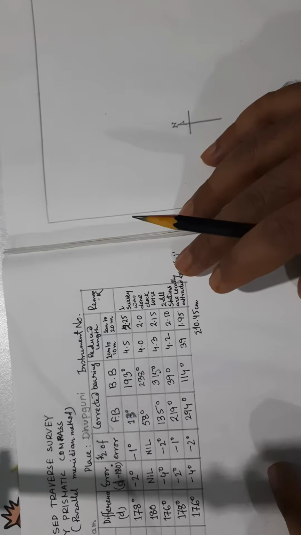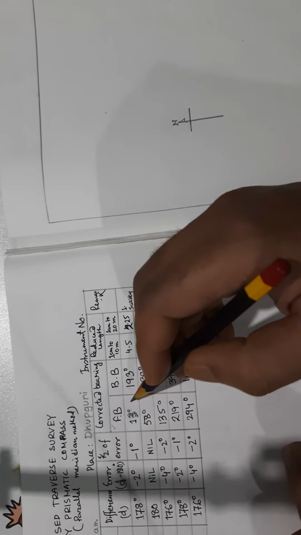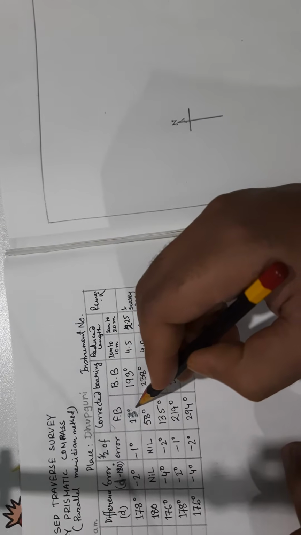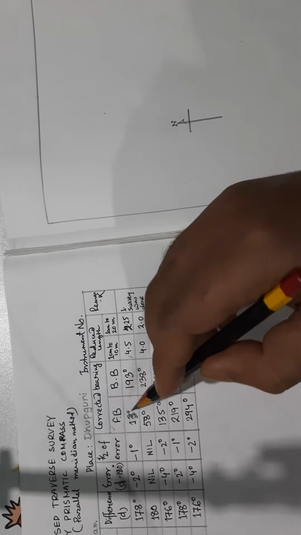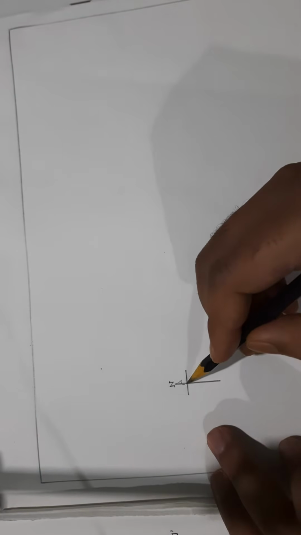Okay, so now I am showing you how to plot. So we will use only this forward bearing and this length. Okay, so here the first forward bearing is 13 degree. So I will start the plot from here. Okay, so this is my starting point.